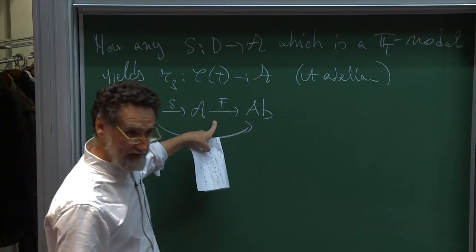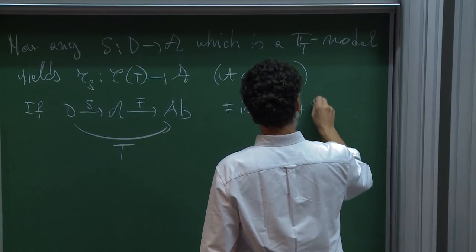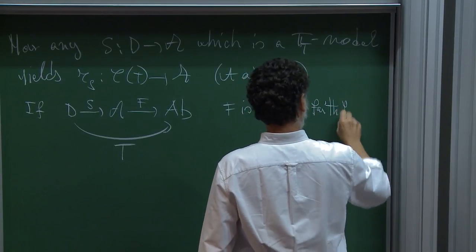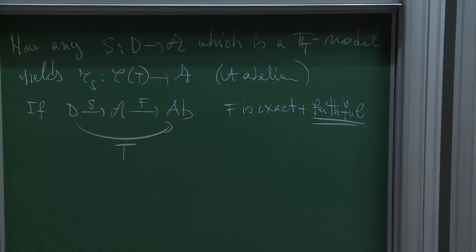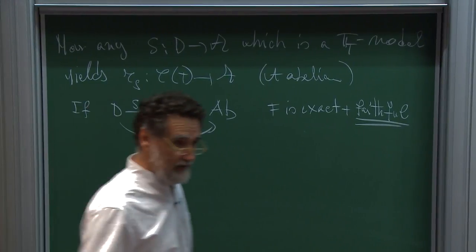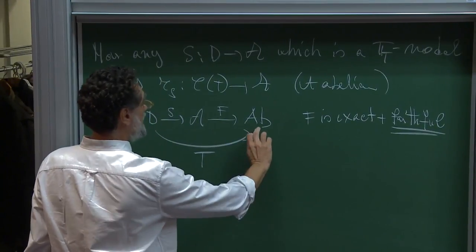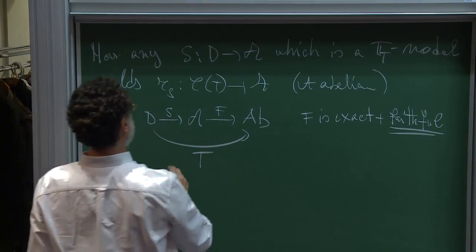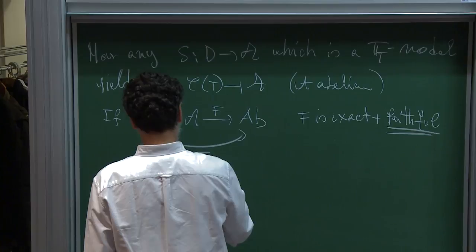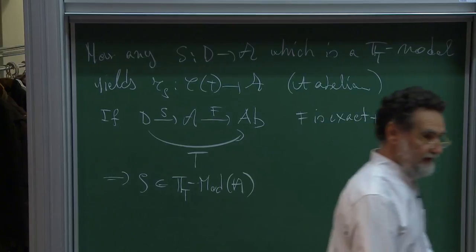But the key point is that here F is exact plus faithful, and here the faithfulness is very important. And then it reflects the validity of all regular sequence. So since you have this composition F equal to T, this implies that S itself is a TT model in A. And then everything works. Okay?